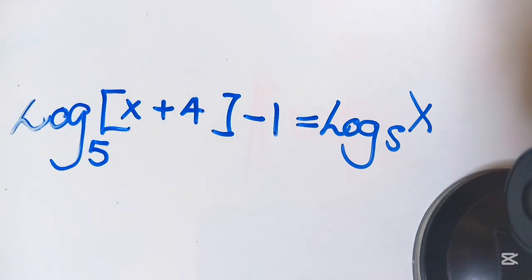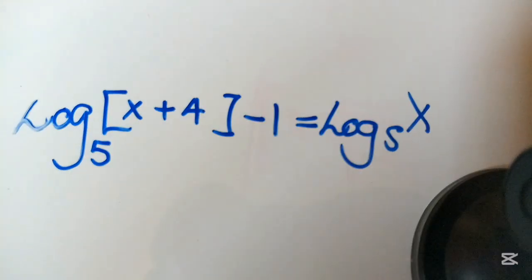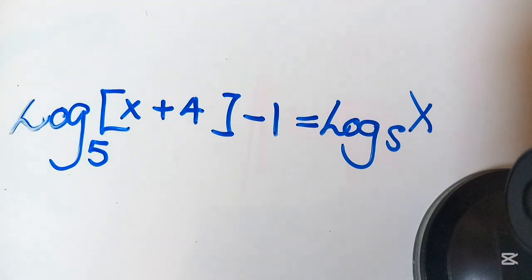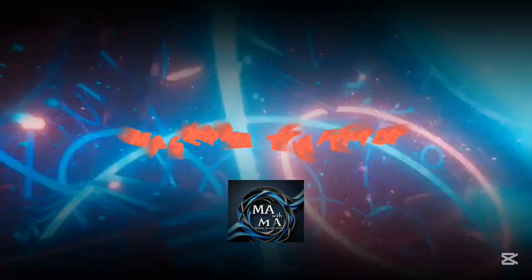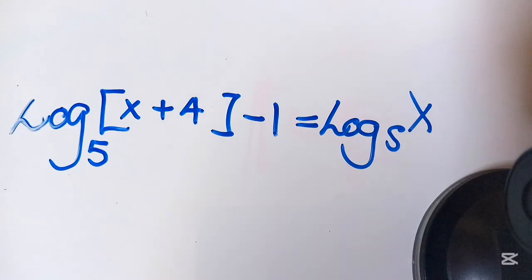We're going to solve the following logarithmic equation by using basic log rules. So let's get into today's Master Math with Ade video. We have the following: log 5 of (x plus 4) minus 1 is equal to log 5 of x.